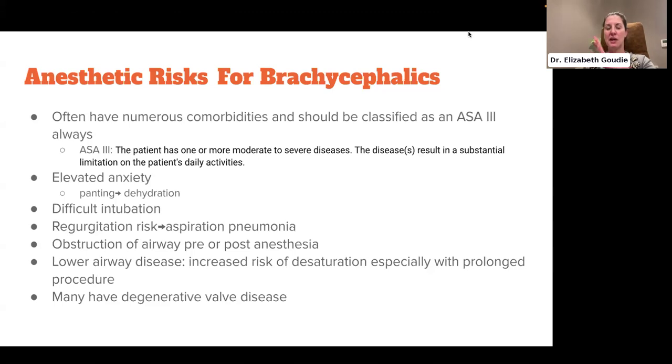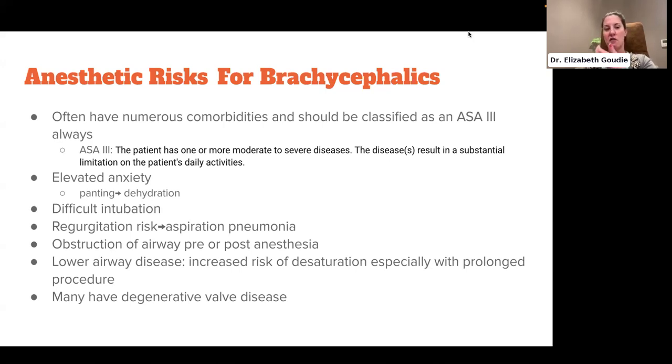And so I would call an ASA3 on a young, otherwise healthy brachycephalic that maybe is coming in for disc disease. But obviously I would bump them up into a 4 if they have an intracranial lesion, when on a normal respiratory, normal GI dog, I would probably call that an ASA3. They often have elevated anxiety, and this is just generally, I think, for disc disease dogs or other neuro dogs.